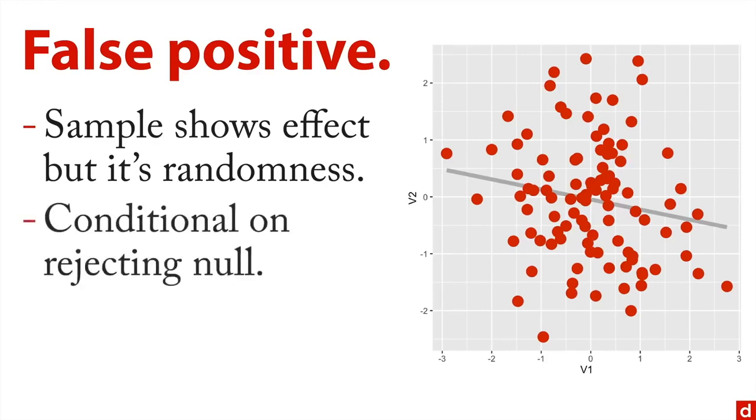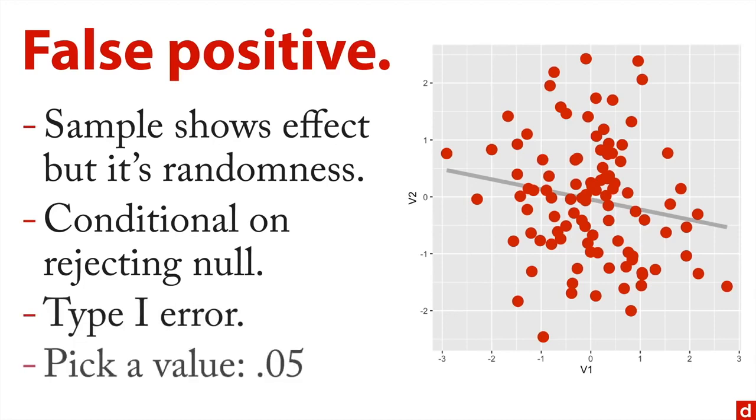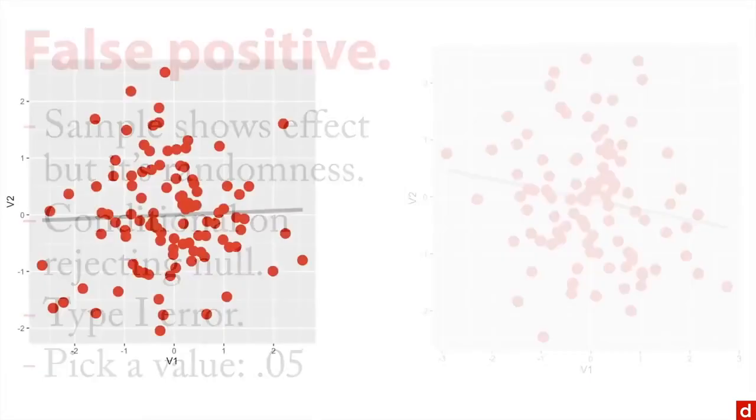The trick about false positives is that it's conditional on rejecting the null. The only way you can get a false positive is if you actually conclude that there's a positive result. It goes by the highly descriptive name of a type 1 error, but you get to pick a value for it, and 0.05, or a 5% risk if you reject the null hypothesis, is the most common value.